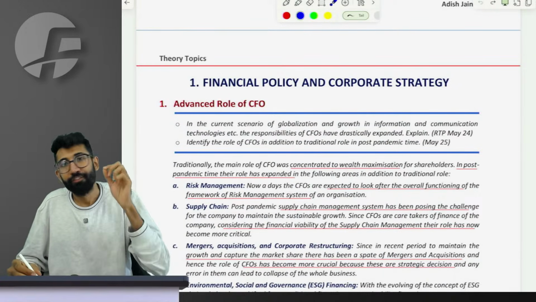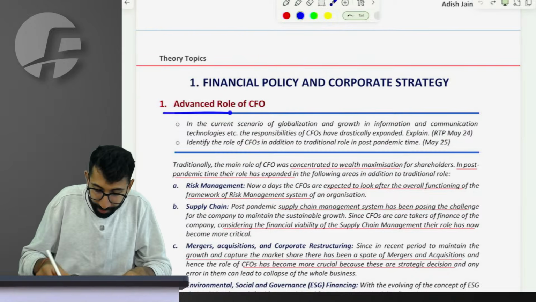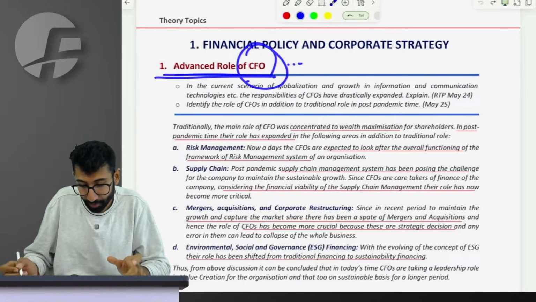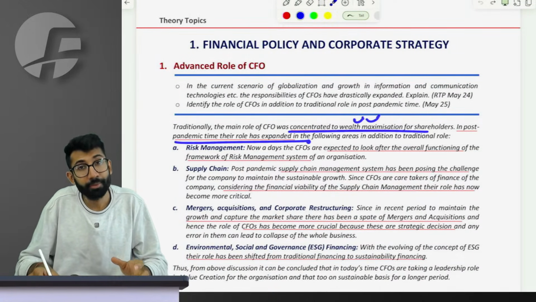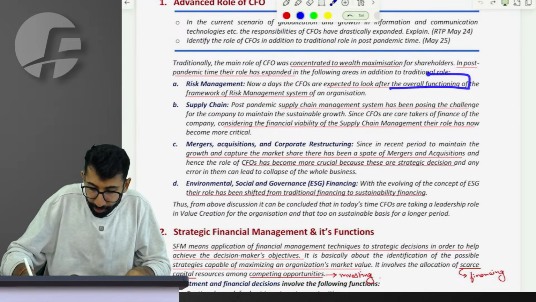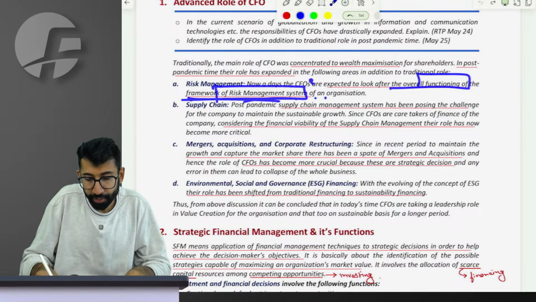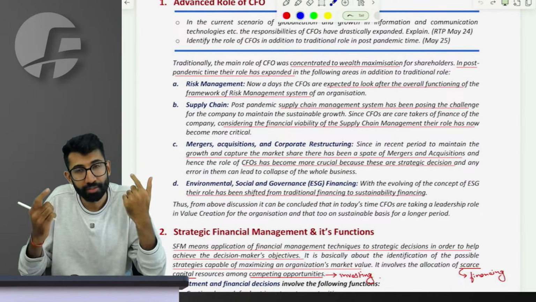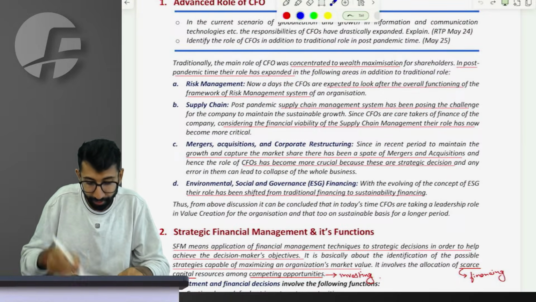Moving to the very first chapter, which is financial policy and corporate strategy. The advanced role of the CFO. Someone who is the CFO of a company has an advanced role. Sir, previously it was only wealth maximization, but after the pandemic, the role has expanded to risk management and the overall functioning of the company. Sir, the framework of the entire risk management is to be looked after by the CFO: at company level, in terms of finance, what are the risks we face and what is the framework to manage that risk. That is what the CFO should think.